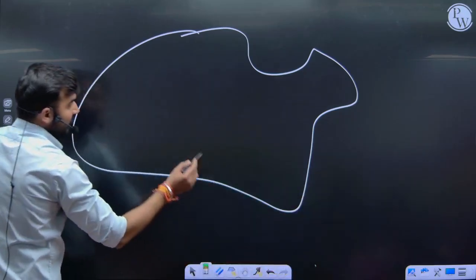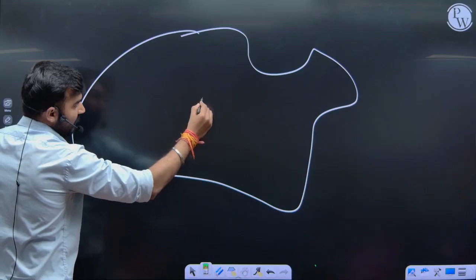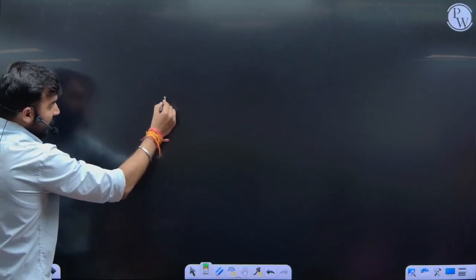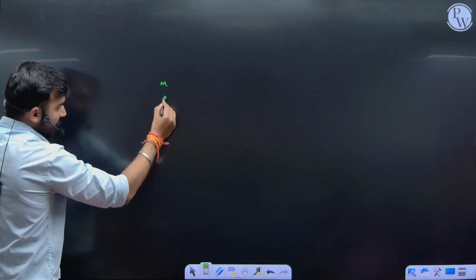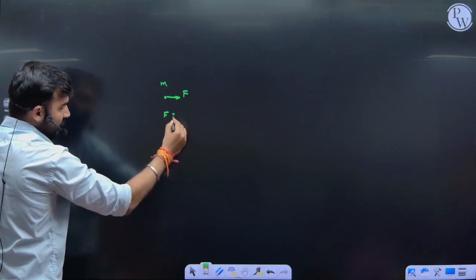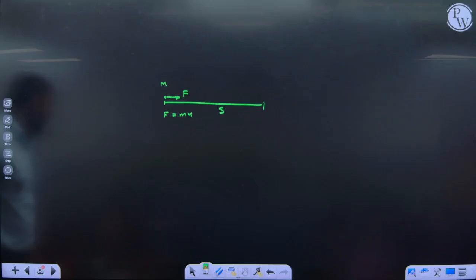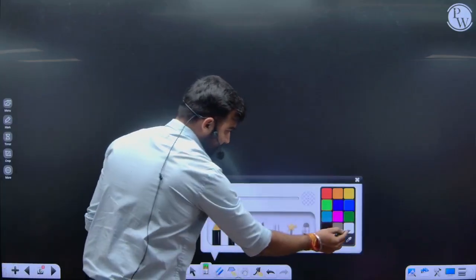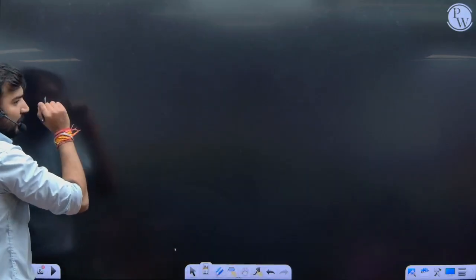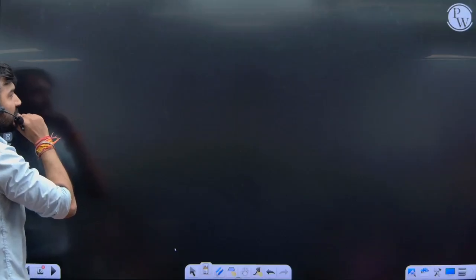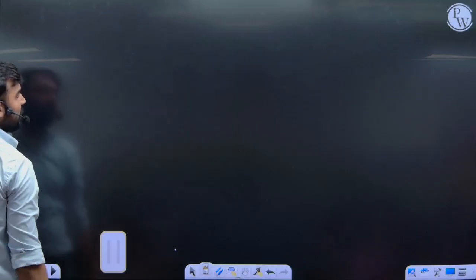Let's say its center of mass is here. Now you will replace the whole body and take only this as a point mass m, and now you are applying force. Now you can calculate F equals ma from here to here, the displacement, everything, like this. So remember, center of mass is a position where we can assume the whole mass of a body to be concentrated at one point.